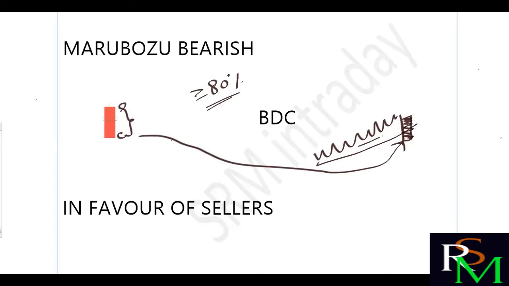If this is an uptrend, from now onwards it may be a downtrend. Probability only. Nothing is 100% in the stock market, I think you know. So this is the importance of the bearish Marubozu candle, or negative momentum candle. It is in favor of sellers, but only at a breakdown. So this is a breakdown candle.